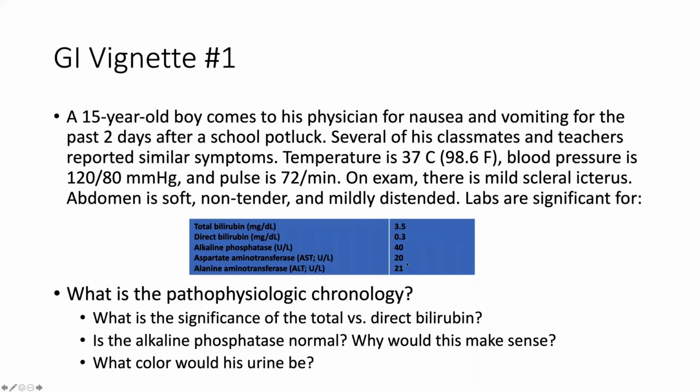Because again, HUS classically, you'll get neurologic problems, and you get kidney problems, and you'll get hemolytic anemia and thrombocytopenia and a number of things. That's the classic pentad.